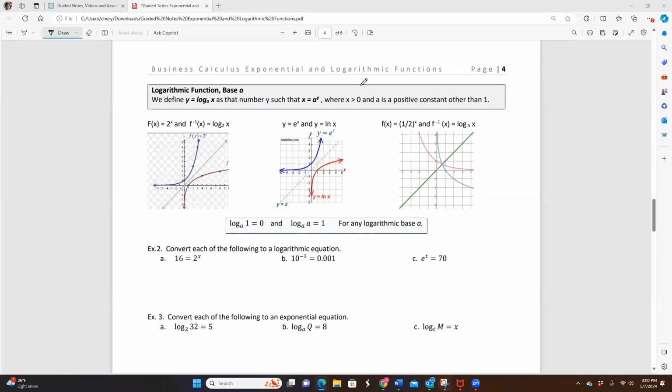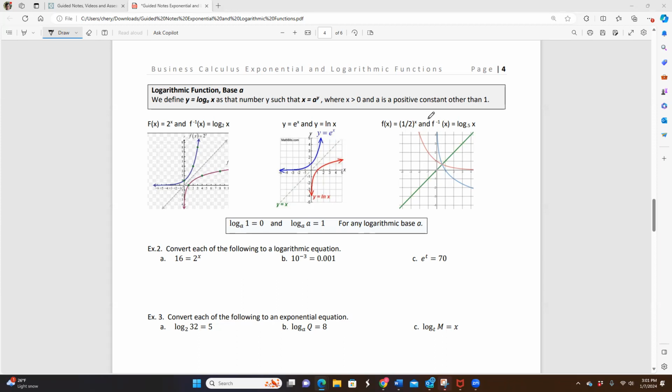All right, so this little box here says logarithmic function base a. We define y equals log base a of x as the number y such that x equals a to the y. That's what we had written above, where x is greater than 0 and a is a positive constant other than 1. So the point of this is to show the pictures that we have here kind of indicate how logarithms and exponential functions are inverses of one another.